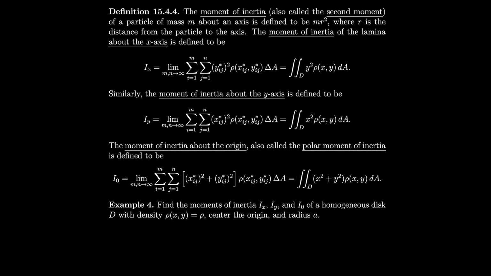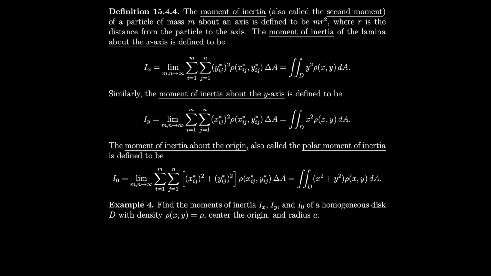The moment of inertia, also called the second moment of a particle of mass m about an axis, is defined to be m times r squared, where r is the distance from the particle to the axis. The moment of inertia of the lamina about the x-axis is defined to be Ix, which is the limit of the double sum of y_i squared rho delta A. Since we need the distance from the x-axis, we need to throw an extra y in there.